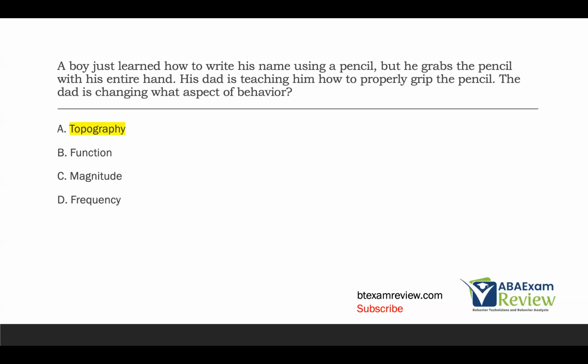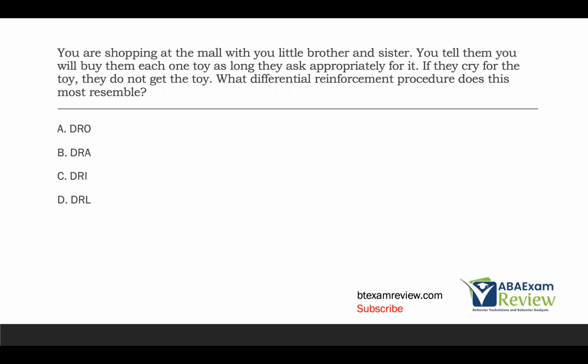So if you ever get confused with topography, function, and magnitude, think about this example. The boy's writing his name, the function is being met, but instead of using his full hand, we want a grip. That's the topography. And if we wanted the boy to write a little softer, we'd be changing magnitude. I think it's a great example of all three of these aspects of behavior. So think this through, make sure you understand the difference between topography, function, and magnitude. It's very important. In this case, the data is changing what aspect? Well, A, topography.